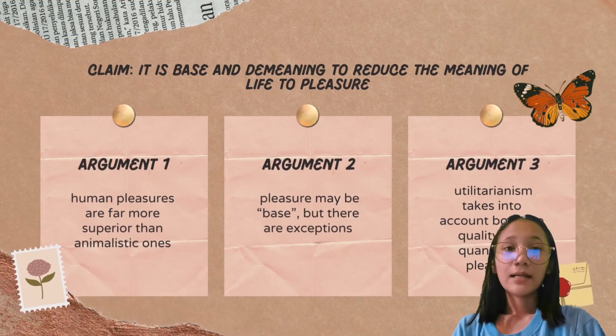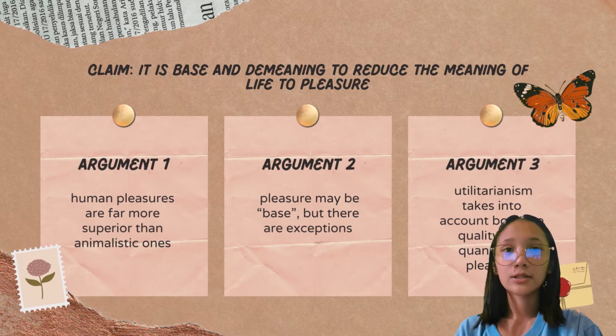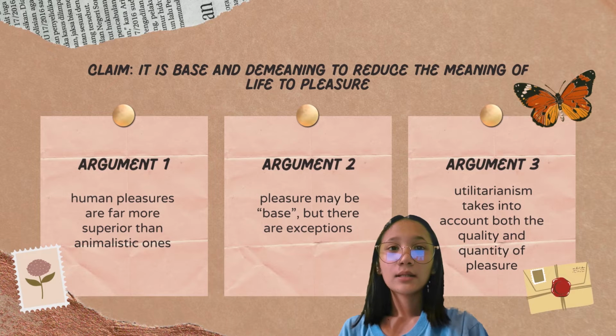The claim that it is base and demeaning to reduce the meaning of life to pleasure. According to Mill, a pleasure is of higher quality if people would prefer it over a different pleasure, even if it is accompanied by discomfort, and if they would not trade it for a greater amount of the other pleasure. Furthermore, Mill claims that it is an unquestionable fact that people will favor pleasures that appeal to their higher faculties when given equal access to all types of pleasures.